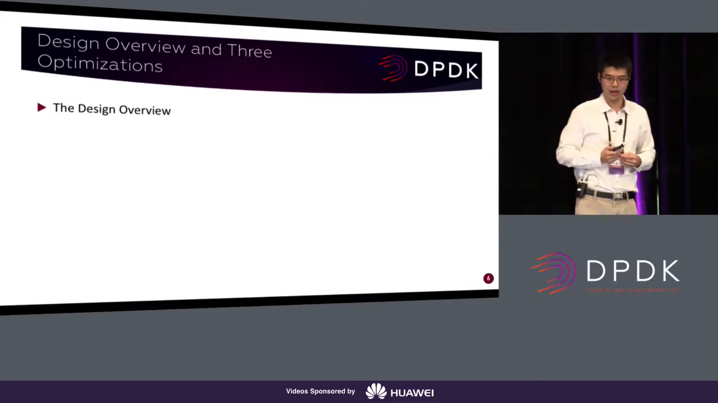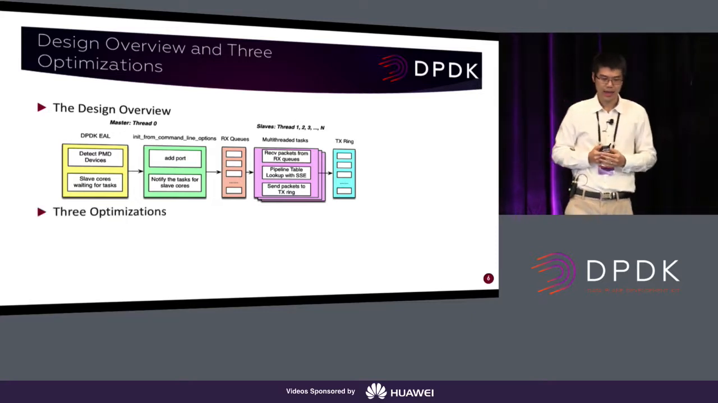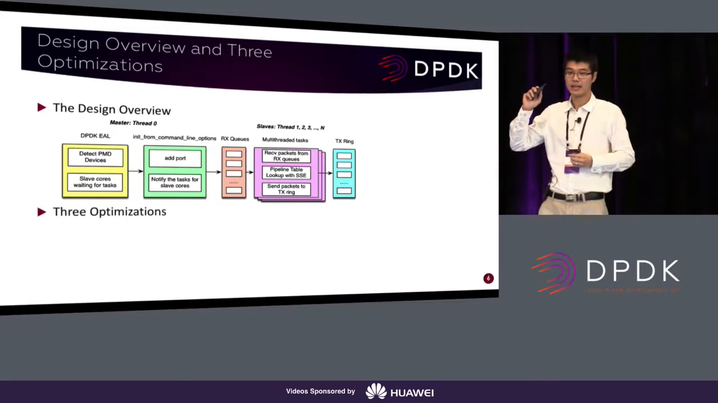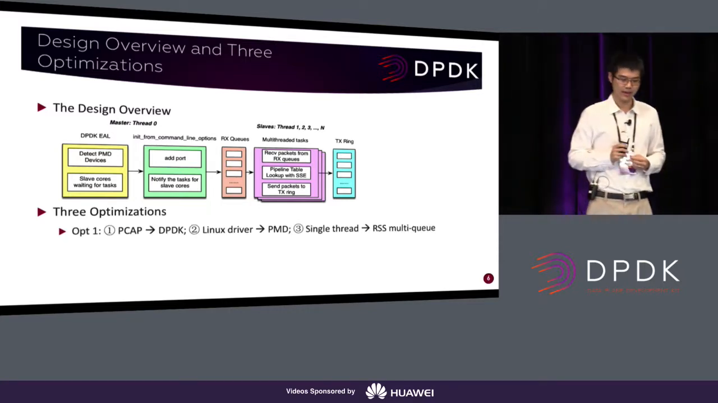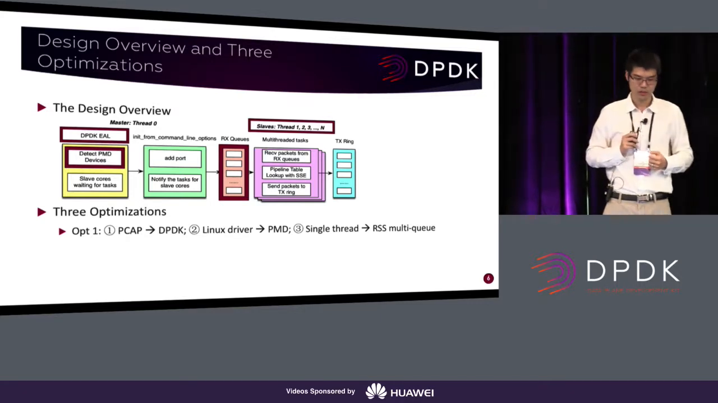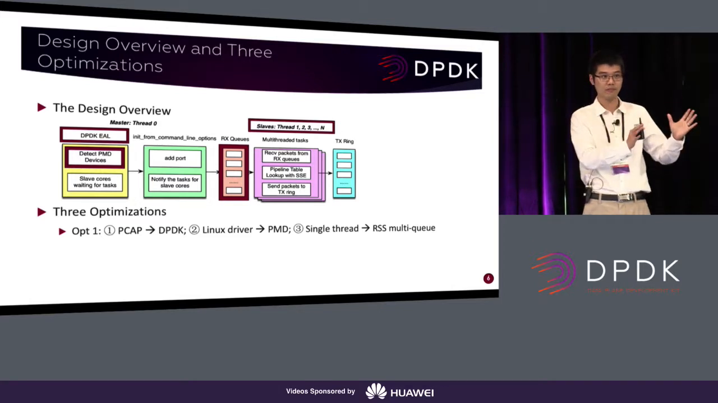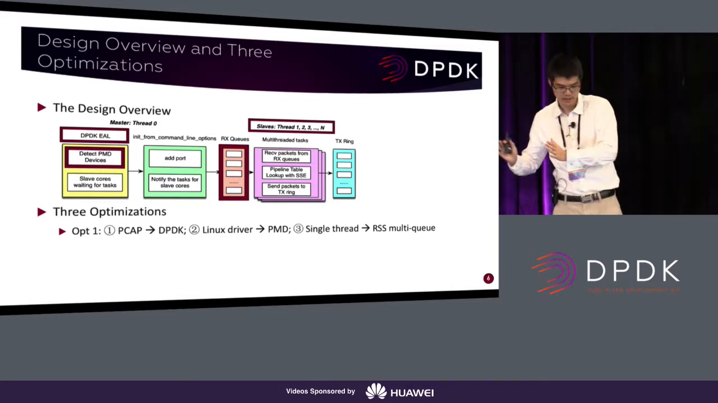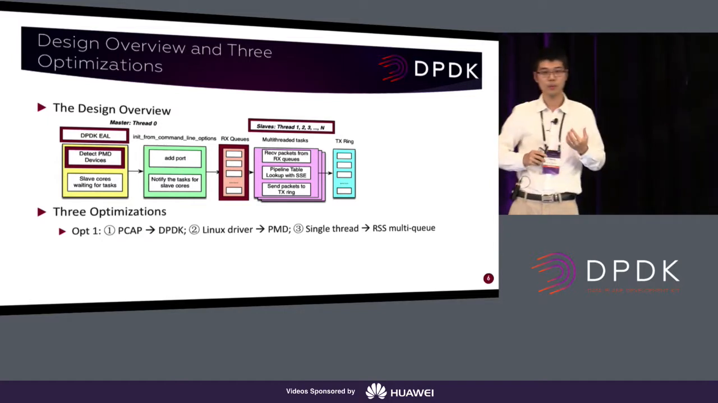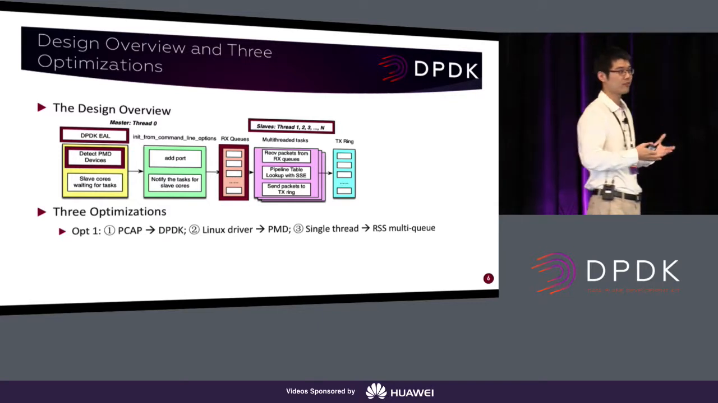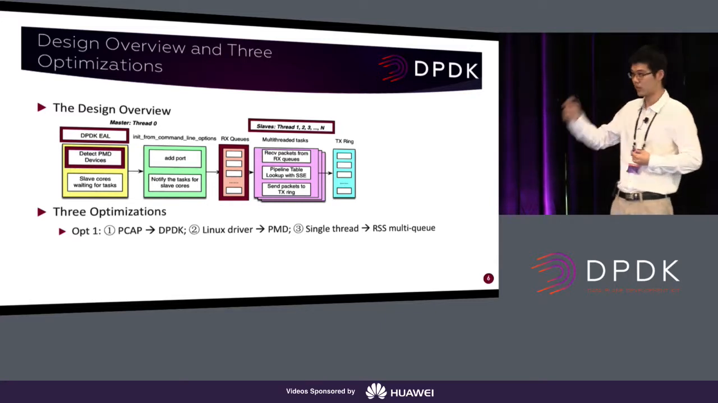So with that, I'd like to introduce BMAC as an overview here. There are three major optimizations I want to run through. The first optimization is this: we first change all libpcap related functions in BMV2 to DPDK functions, and then we change Linux drivers to PMD driver. Also, we incorporate RSS functionalities into our code base so that we can support multiple queues and multi-threading.